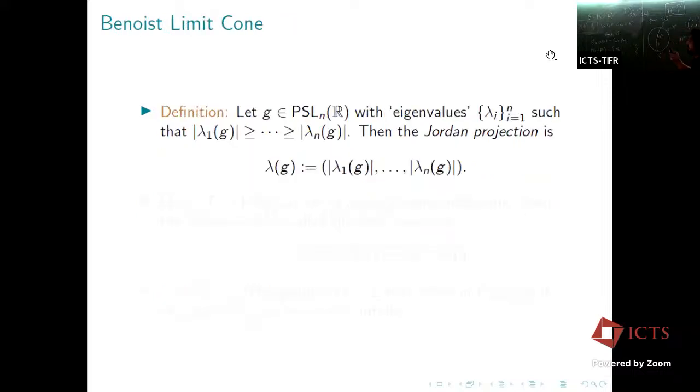So now let's define the Benoist limit cone. You take an element in PSL_n(R). I mean, it can be defined for any semisimple Lie group. You take an element and you take its different eigenvalues, take the modulus, and put it in a tuple. And you call this the Jordan-Lyapunov projection, but I just wrote Jordan projection here. This can also be defined in a much more Lie theoretic way and not just by taking the eigenvalues. I mean, you can, but I'm not giving the definition.